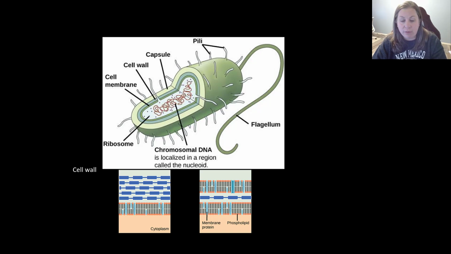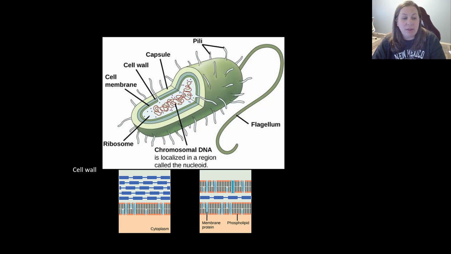That's called the nucleoid region. The little sprinkles or dots are the ribosomes. If there were some little small circles, those would be the plasmids. You can also see the pili and the flagellum on here. So this is the basic structure of a prokaryotic cell.